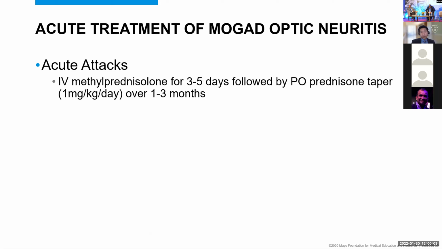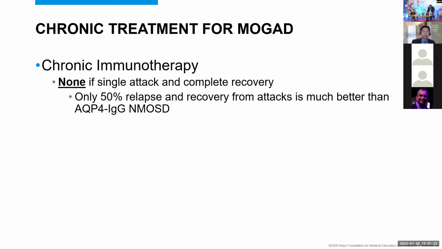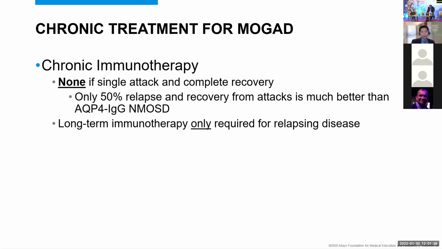So if you treated every single MOG patient with chronic immunotherapy, you'd be over-treating 50% of patients, because again, only 50% are going to relapse. And if they do, you can typically salvage and get good recovery with early steroid treatment. So that's a large difference. Is, you know, we tend to reserve it only for relapsing disease. And that's when we do our long-term immunotherapy.